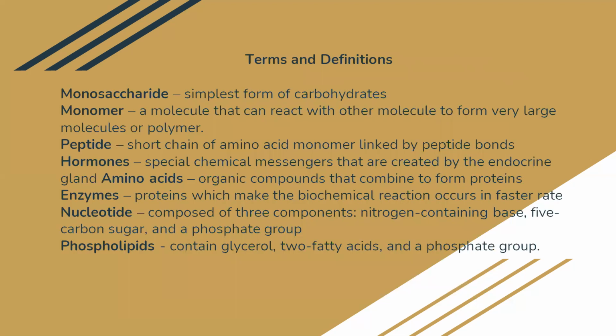So, terms and definitions. Monosaccharide, the simplest form of carbohydrates. Monomer, a molecule that can react with other molecules to form very large molecules or polymer. Peptide, short chain of amino acid monomers linked by peptide bonds. Hormones, special chemical messengers that are created by the endocrine gland. Amino acids, organic compounds that combine to form proteins.